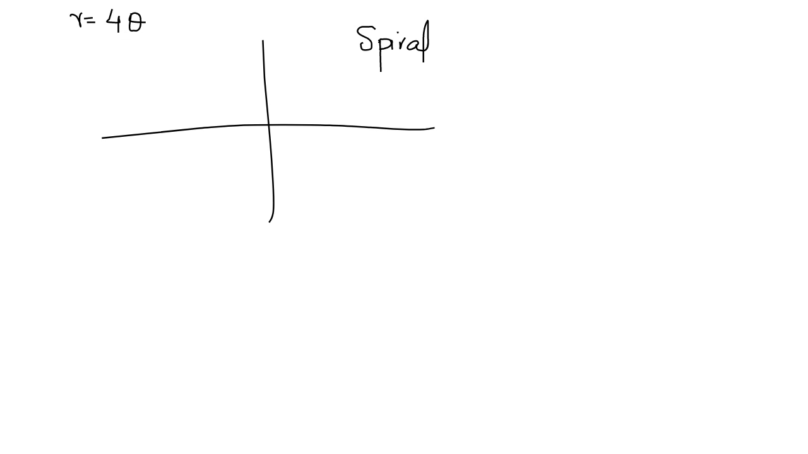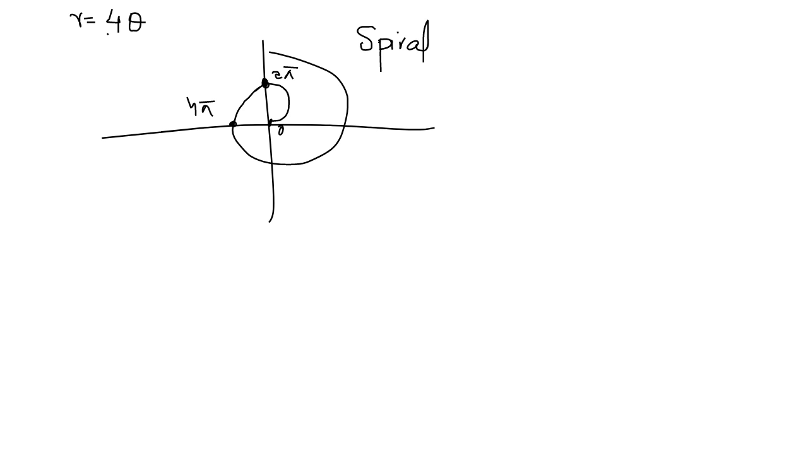Okay. Similarly, for r is equal to 4 theta, it's a spiral. Okay, so a spiral has this type of shape. Okay, so this point you can say is 4 pi, and this point is 0, this point is 2 pi, because you have to multiply with 4.